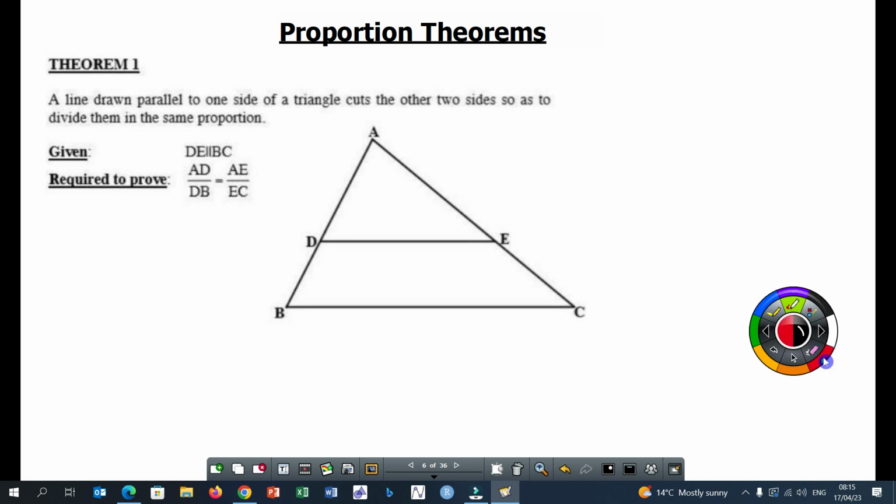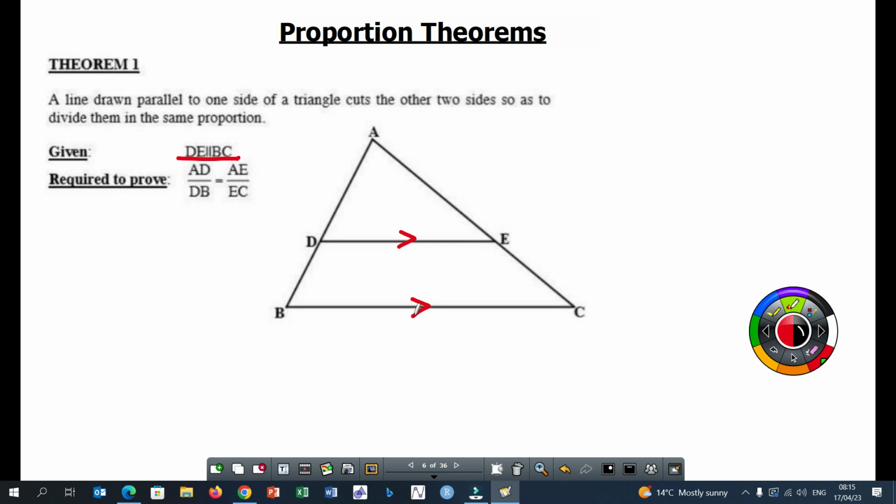Alright, so according to the proportion theorem, a line drawn parallel to one side of a triangle cuts the other two sides so as to divide them in the same proportion. Now, with this theorem, if you want to do the proof, you have to be given that a line inside a triangle is parallel to the third side, like that. Then you'll be required to prove that AD over DB is equal to AE over EC.